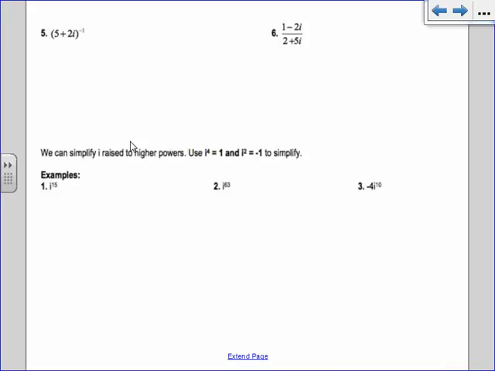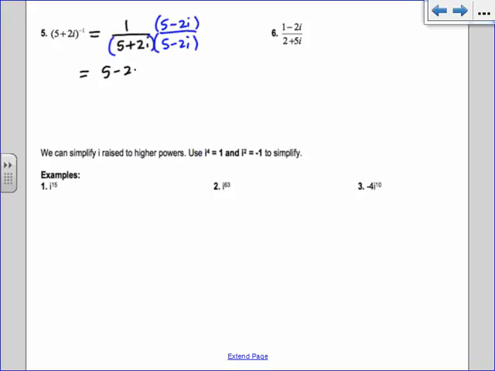All right, so if you see something like this, 5 plus 2i raised to the negative 1, we know a negative exponent means 1 over, so this is going to be 1 over 5 plus 2i. So again, we have an i in the denominator, so we can't have that. So we're going to multiply by the conjugate, 5 minus 2i over 5 minus 2i.